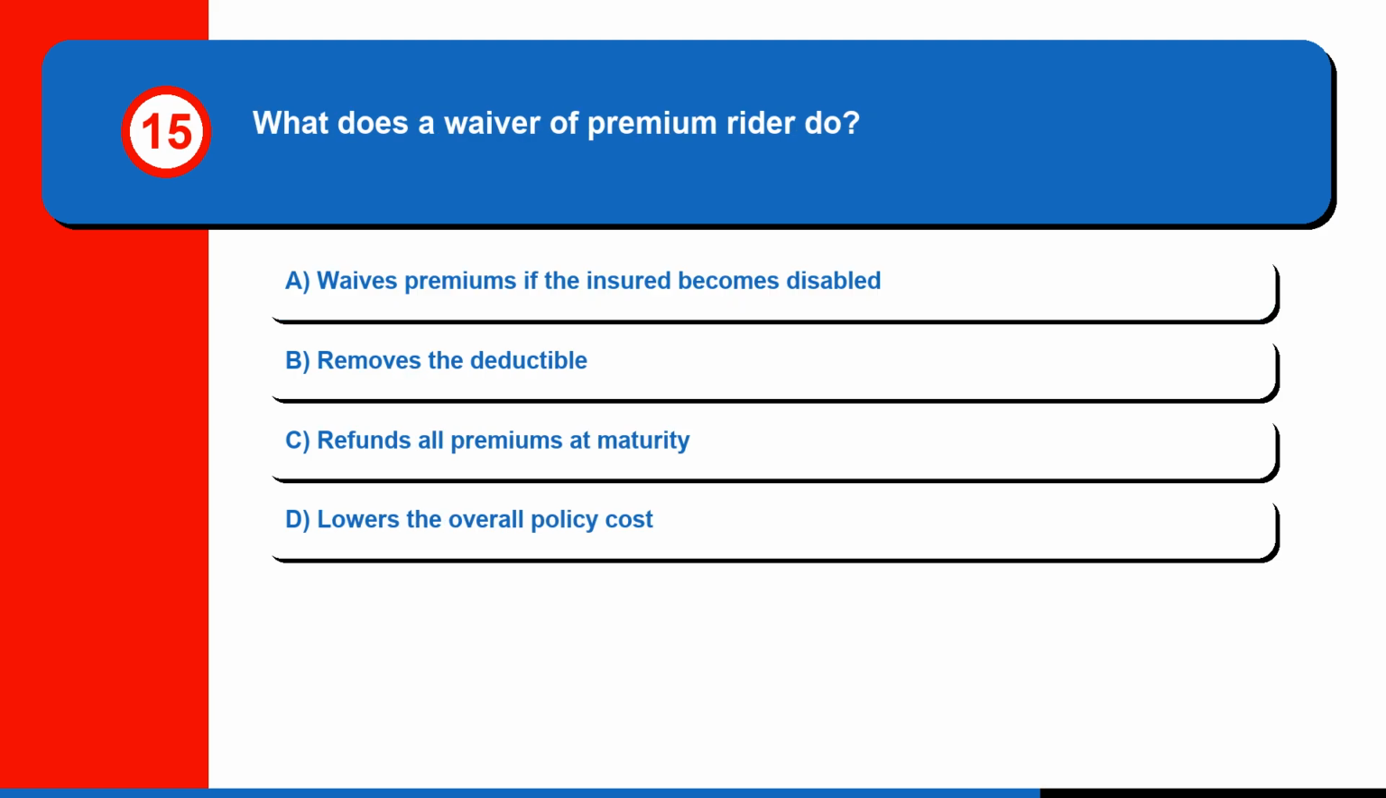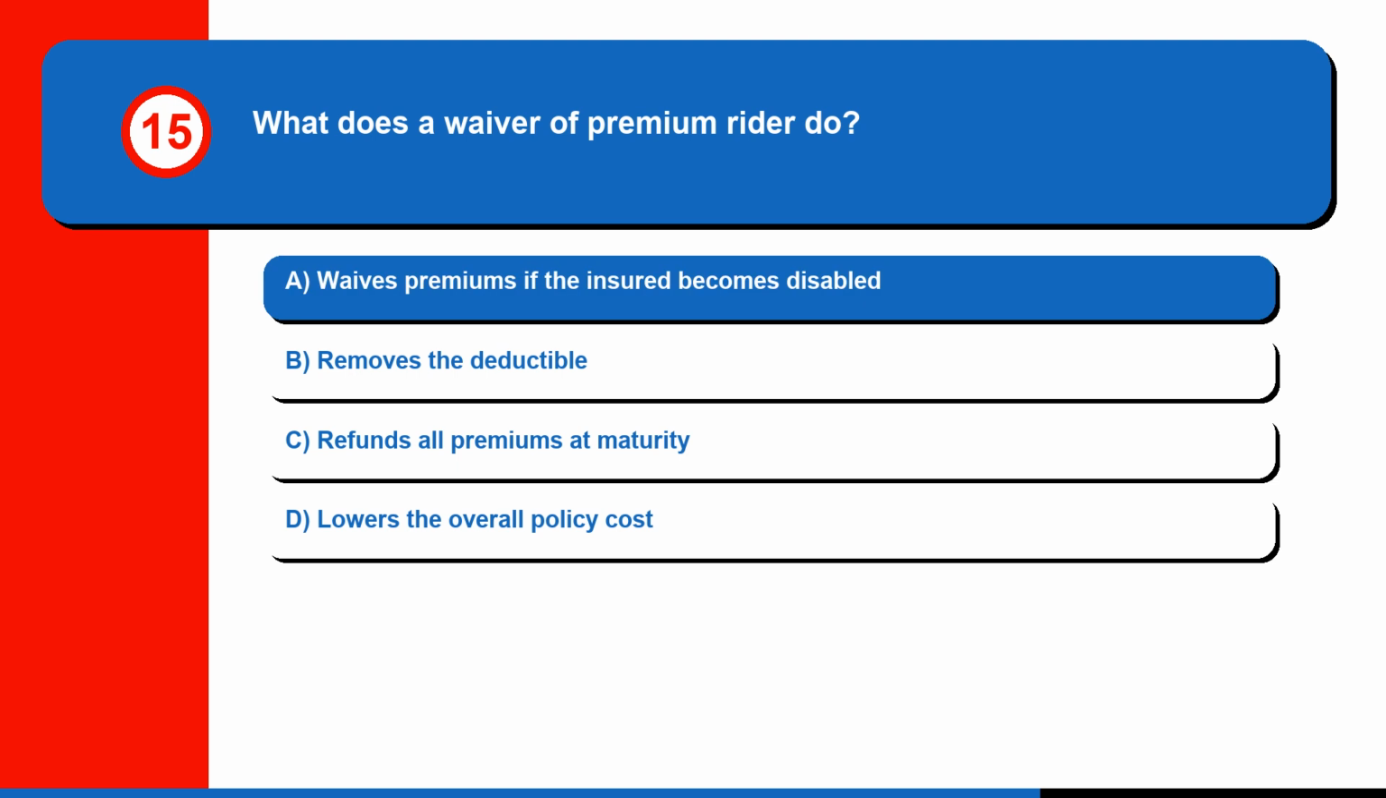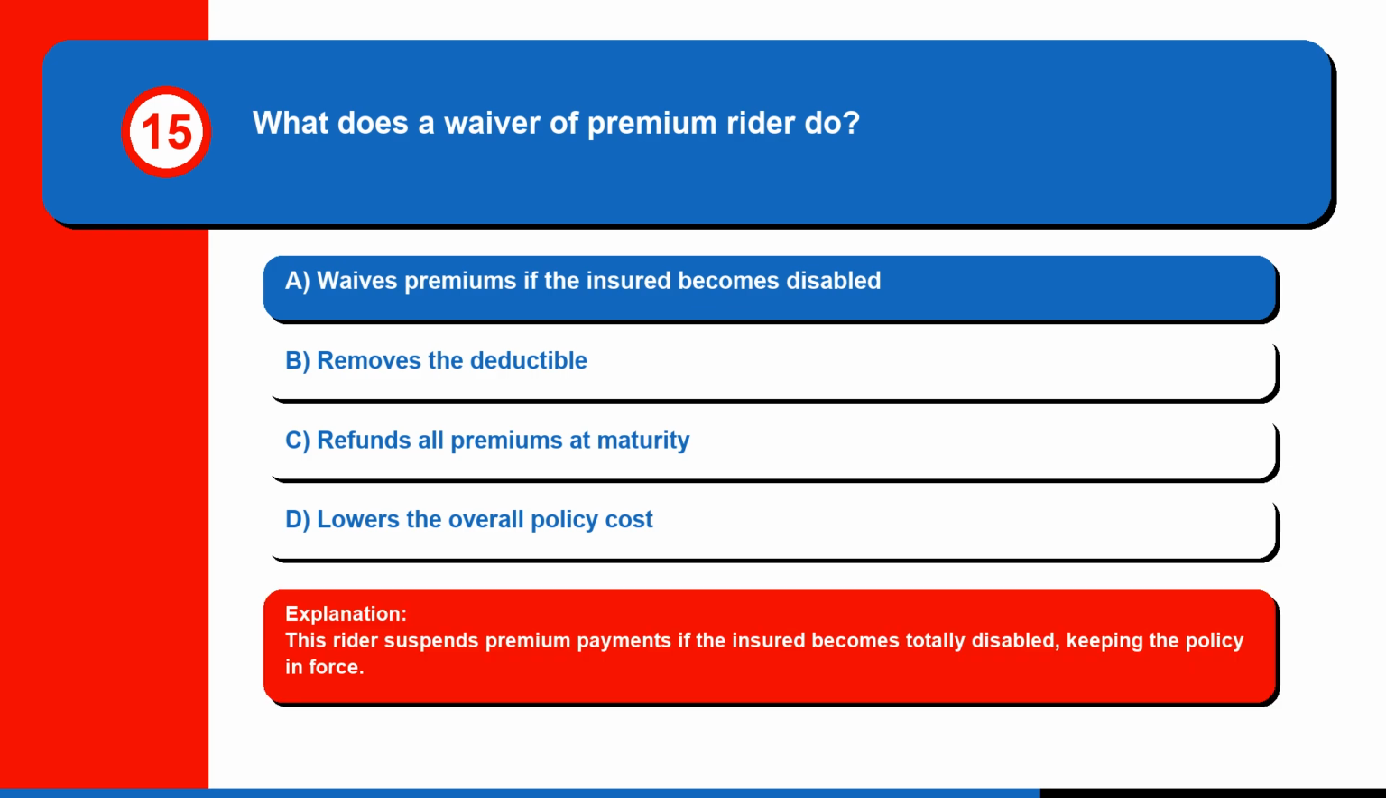Question 15. What does a waiver of premium rider do? A. Waives premiums if the insured becomes disabled, B. removes the deductible, C. refunds all premiums at maturity, or D. lowers the overall policy cost. The correct answer is A. Waives premiums if the insured becomes disabled. This rider suspends premium payments if the insured becomes totally disabled, keeping the policy in force.